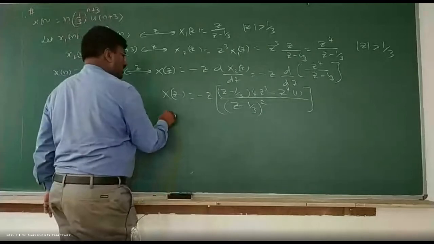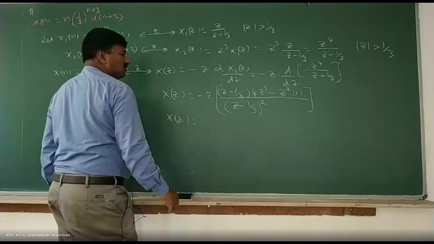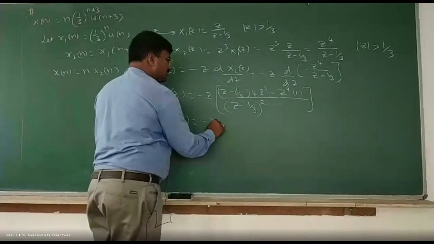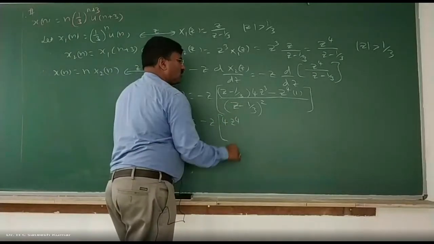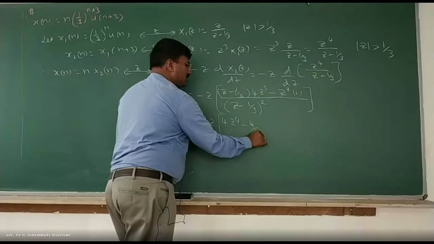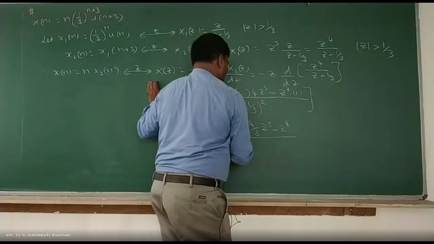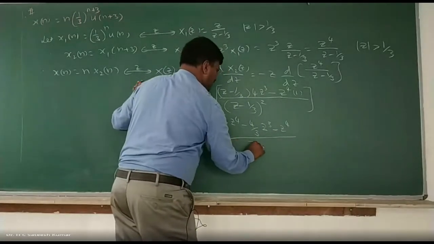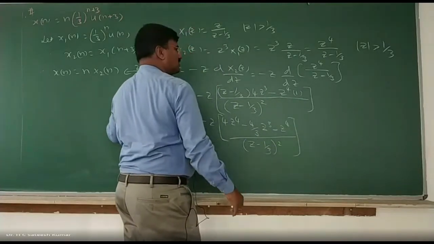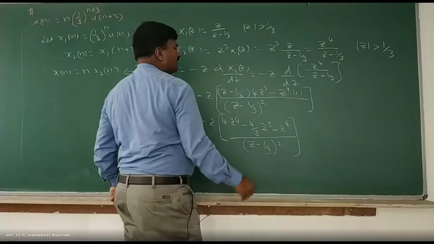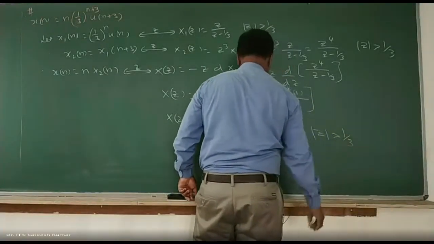Now you multiply it. X of z is equal to, what is that we have? Minus z, you keep it as it is. Okay, 4z to the power of 4 minus 4 by 3 into z cube minus z to the power of 4 divided by z minus 1 by 3 whole square with ROC remains same, because differential property will not change the ROC. That you can check in the derivation.